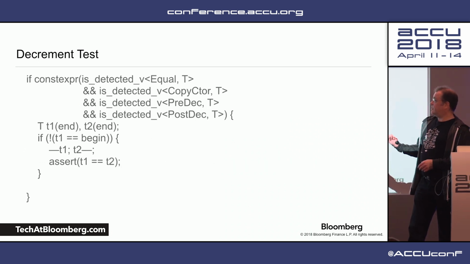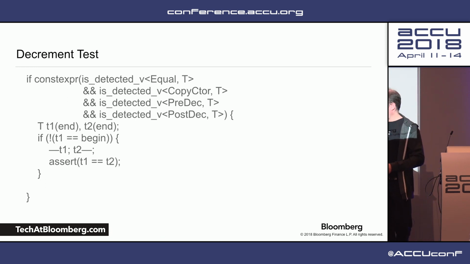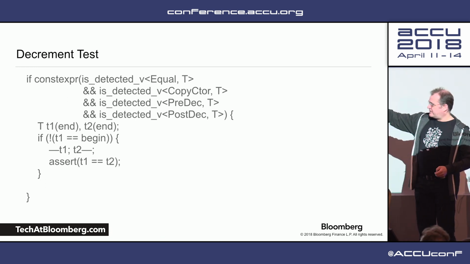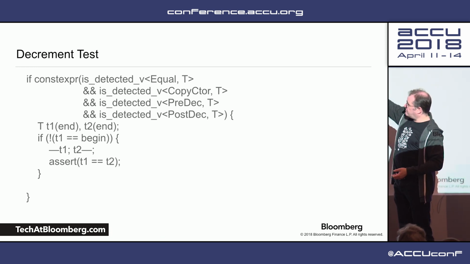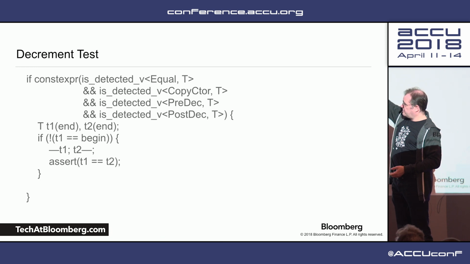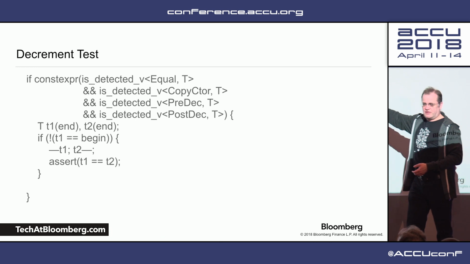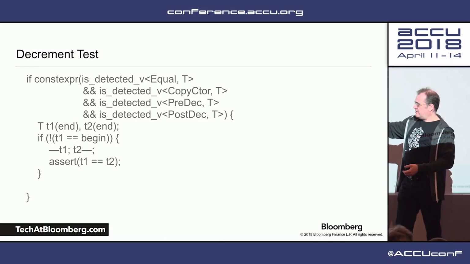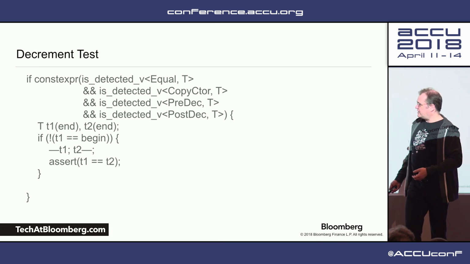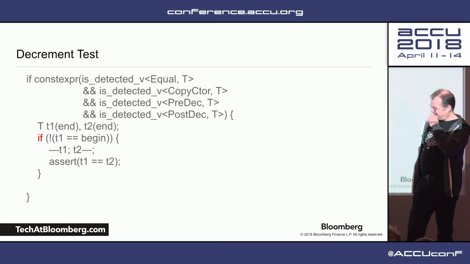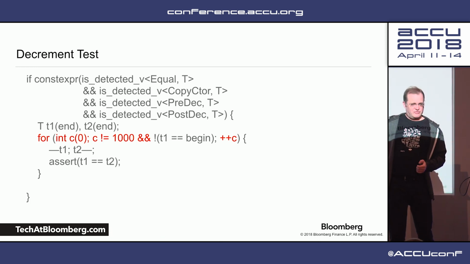And then for a decrement test, for example, to test that both of these objects, if they start out at the beginning, you pre-decrement, post-decrement, you first need to check, well, are they equal? Are they copy constructible? Does pre-decrement exist? Does post-decrement exist? And if so, then we can actually test that. Now, we could actually test a little bit more in that context. So there's an if statement which says, well, it's just one. But we could actually also try to see whether it actually does something.